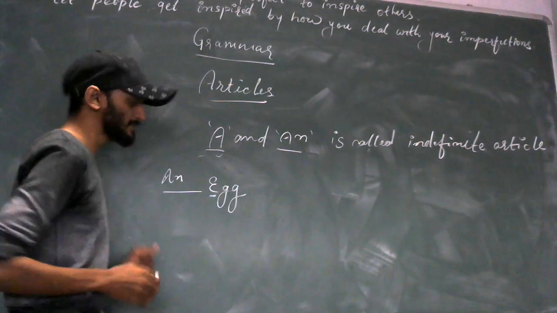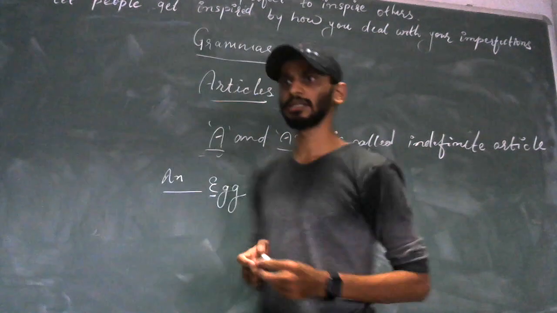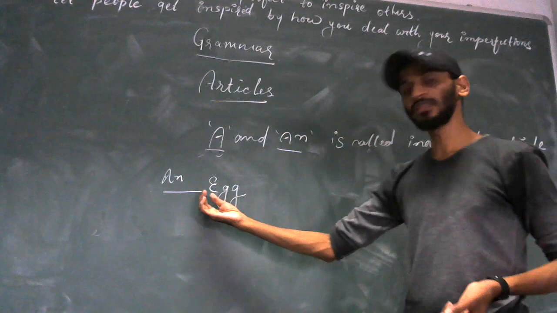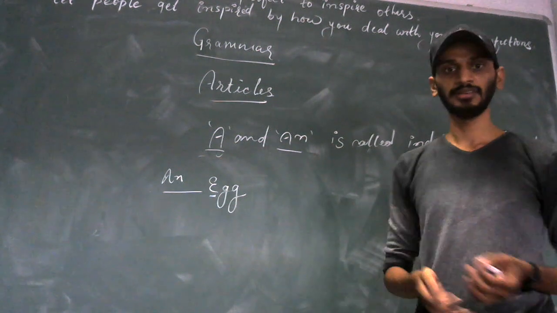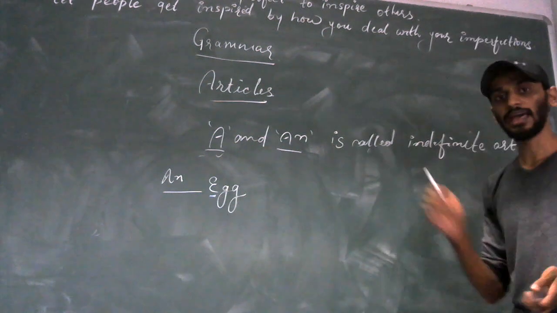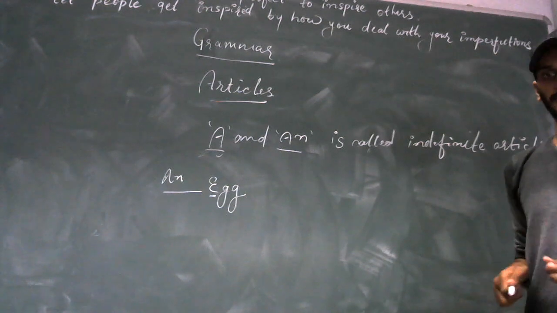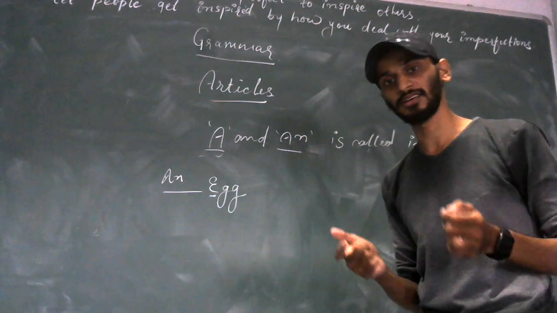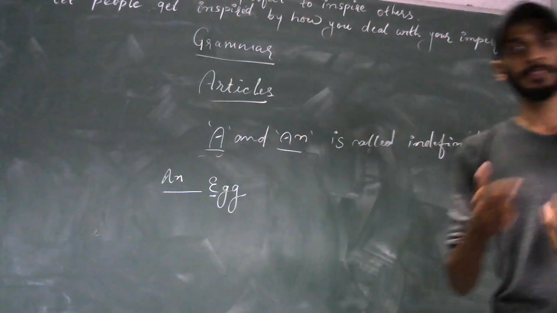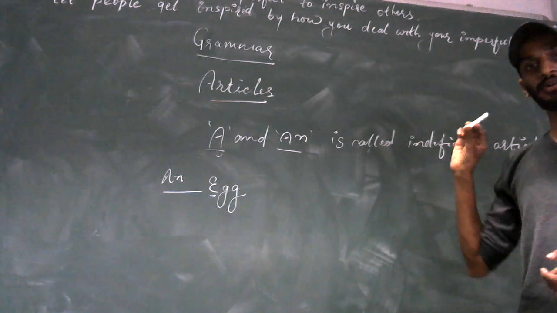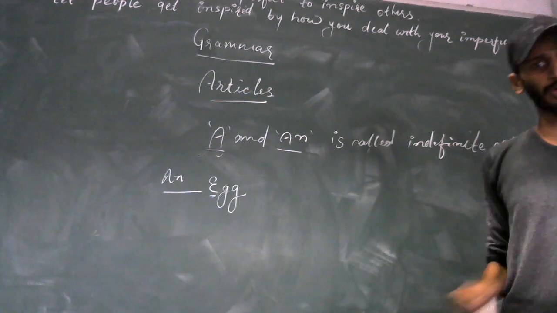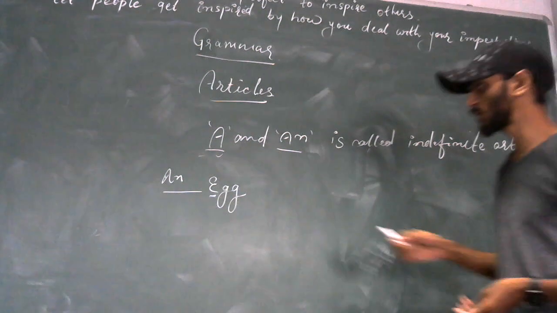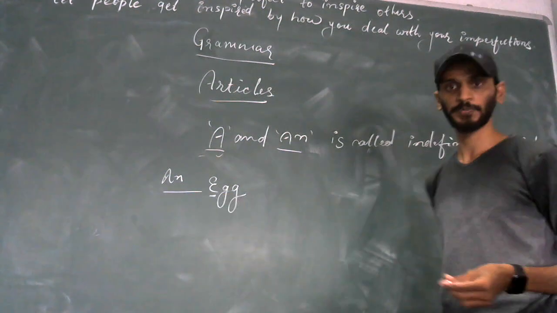But sometimes we find some nouns that do not start with a vowel, but still we write AN before that word. So how are you going to recognize whether you are going to write for a vowel or a consonant?